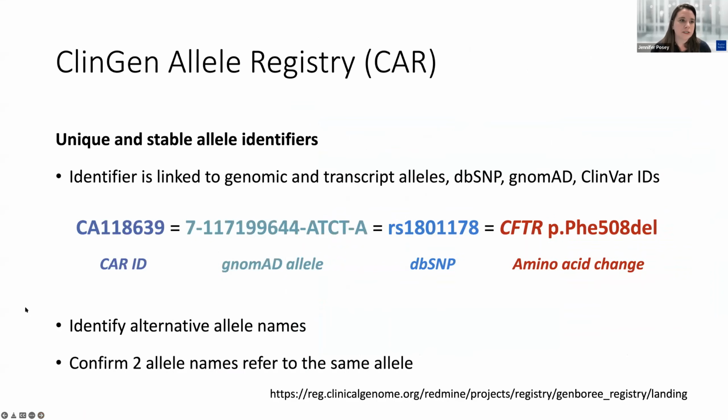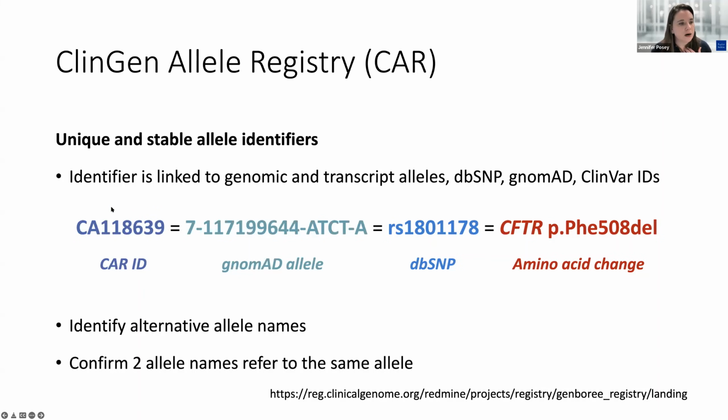And then finally, I wanted to just mention the ClinGen Allele Registry. So this was really designed with the purpose of providing both unique and also stable allele identifiers for different alleles. And so the ClinGen Allele Registry, or CAR identifier, would be linked to other variant or allele identifiers such as the genomic or transcript alleles, dbSNP ID, gnomAD ID, ClinVar IDs. It solves the problem that we sometimes have when, for example, a transcript or transcript ID changes over time, so that a variant is no longer meaningful when it's associated to a transcript ID that's no longer used. So again, it's meant to be a stable identifier.